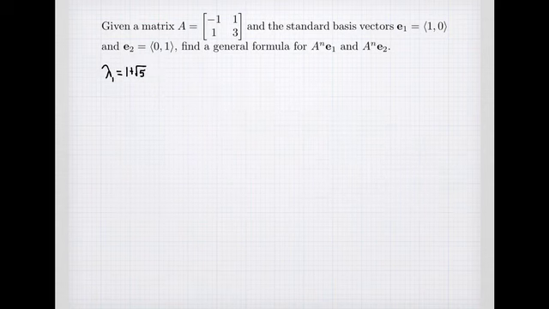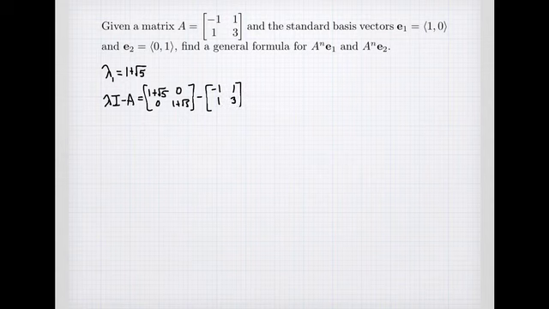Well, now that we found our eigenvalues, we need to find the corresponding eigenvectors. So here I've already written down my first eigenvalue, and I need to calculate the eigenvectors. Again, we start by thinking about our matrix, lambda I minus A. So we're going to take 1 plus root 5 on the diagonal, and we need to subtract our matrix, negative 1, 1, 1, 3. Remember, all of the terms are going to change sign. So we get 2 plus root 5, negative 1, negative 1, and then 1 plus root 5 minus 3, so I get negative 2 plus root 5.